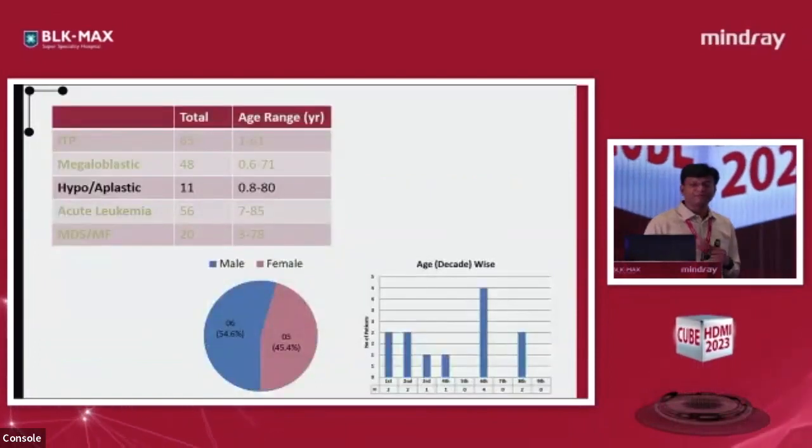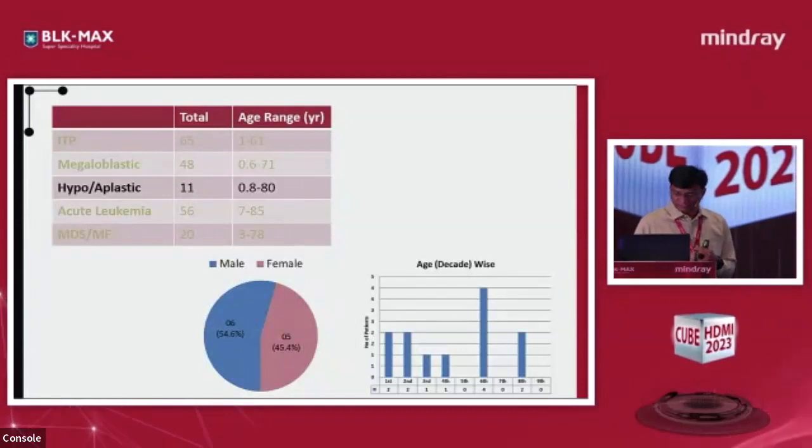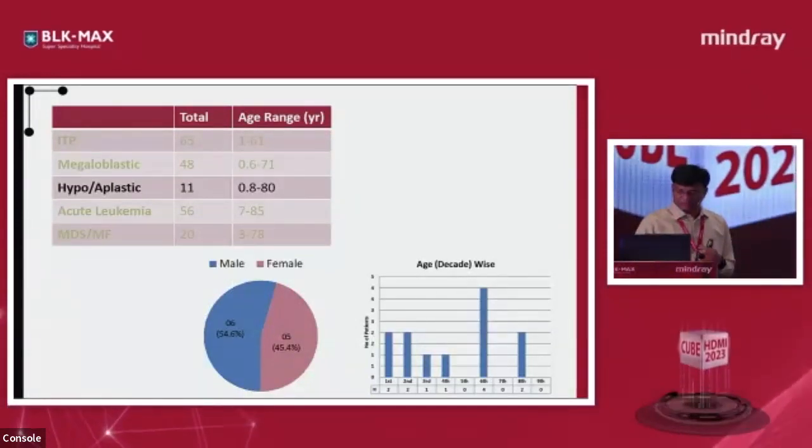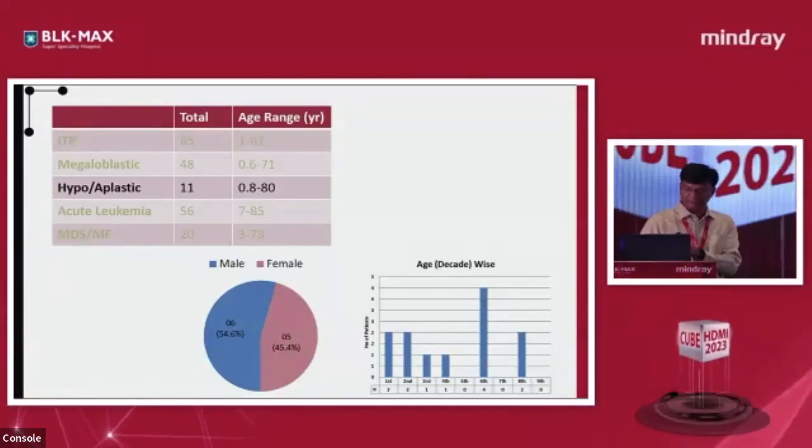Then we had around 11 cases of aplastic anemia or hypocellular marrow. One interesting point is that this hypocellular marrow was common in the early decades of life and in the later period.